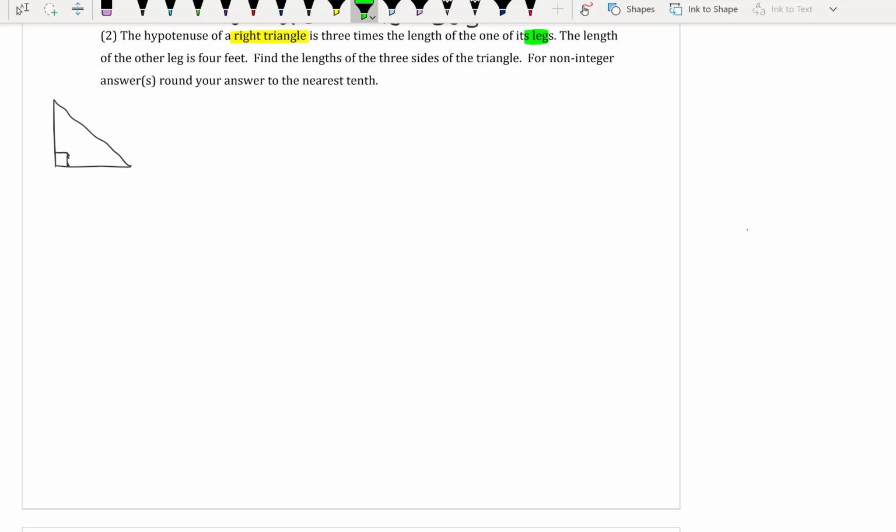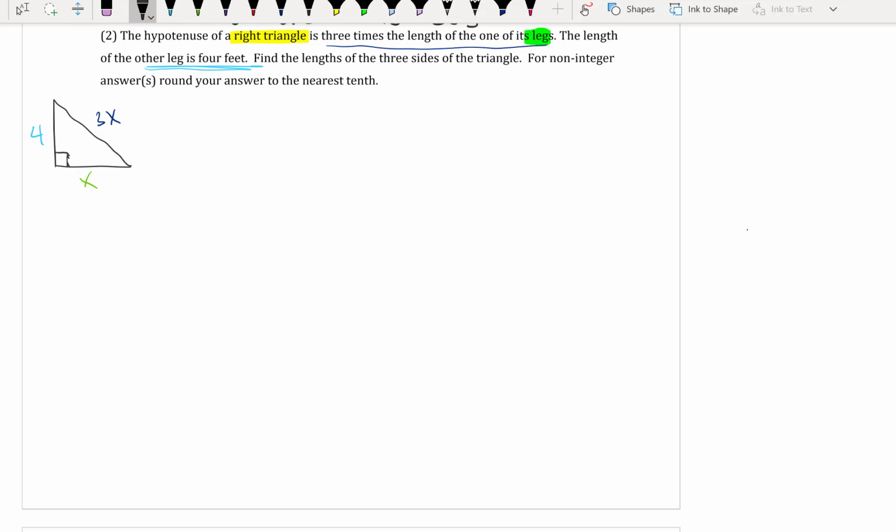So I don't know what the leg is, so let's call that x for one of the legs. But I know that the hypotenuse is 3 times that. So that would be 3 times x. The length of the other leg, it says the other leg is 4 feet. So that's going to be 4. Find the lengths of the 3 sides of the triangle. For non-integer answers, round your answer to the nearest tenth.